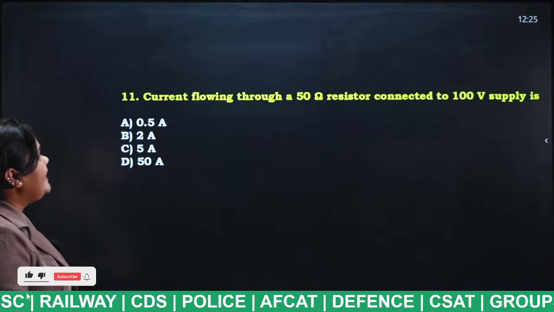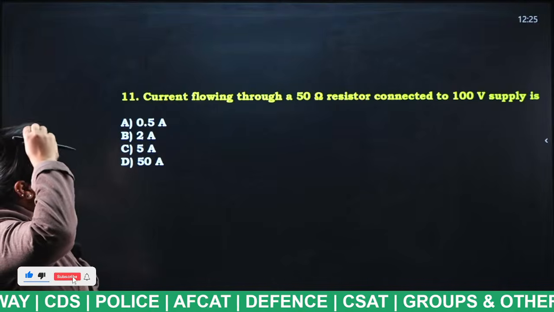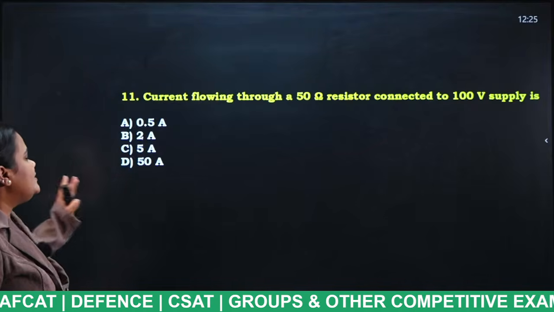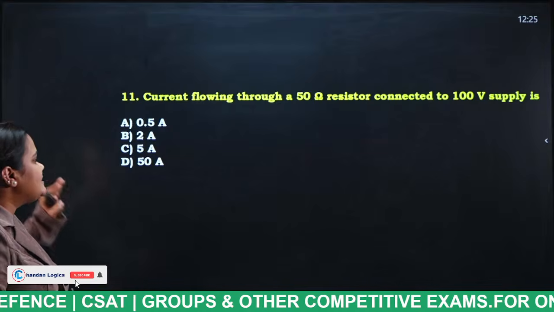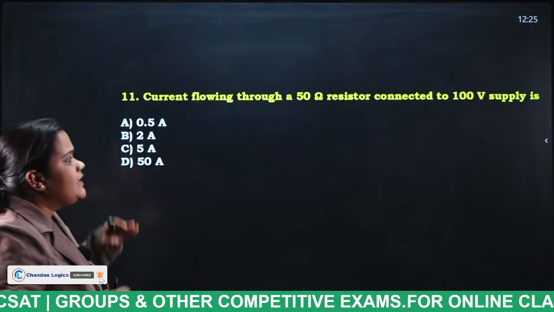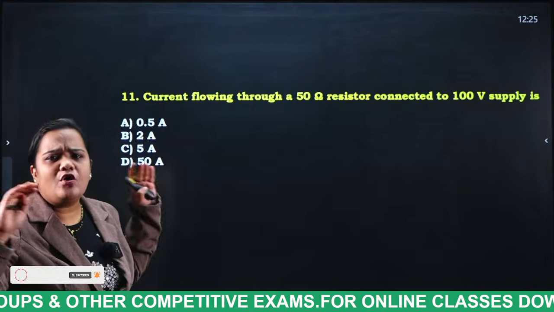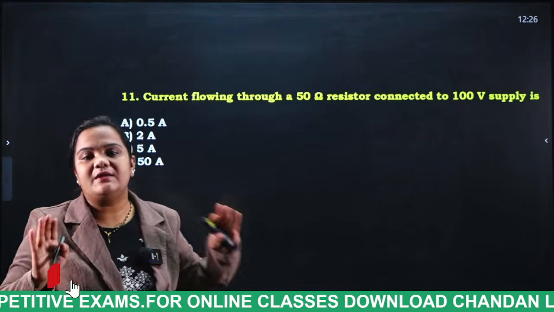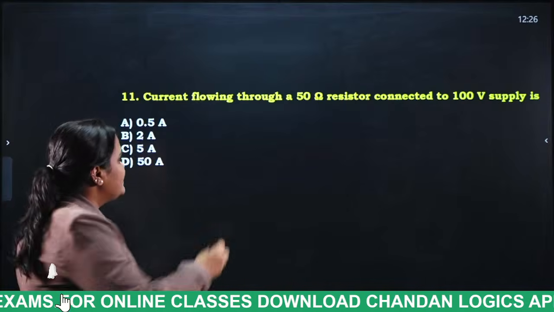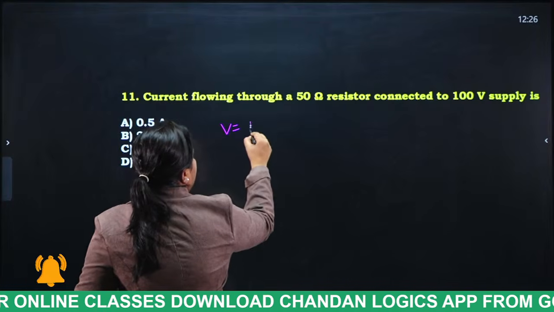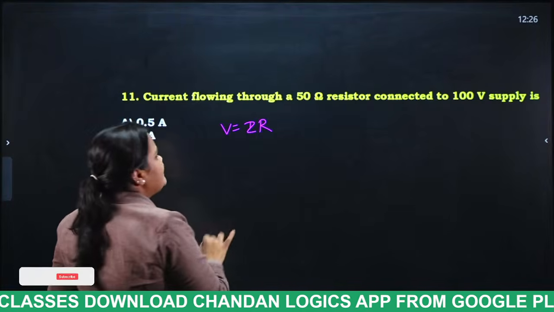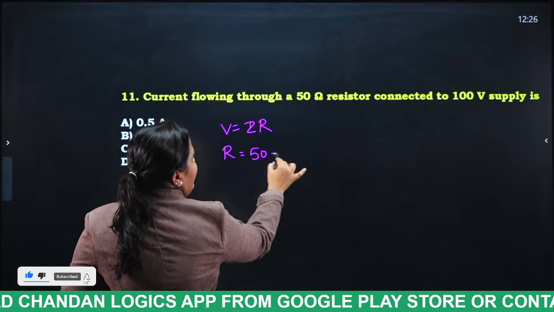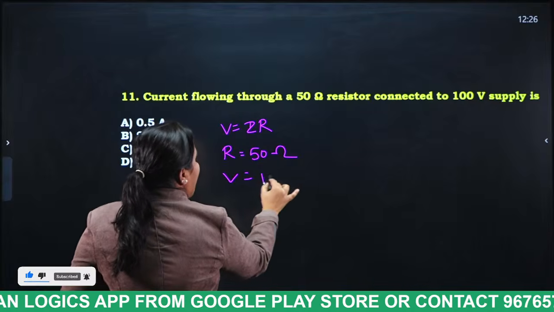Current flowing through a 50 ohms resistor connected to a 100 volt supply is: 0.5 amperes, 2 amperes, 5 amperes, 50 amperes. Now what are the given values? Just we know the Ohm's law formula, that is V is equal to IR. So what are the given values here, students? The given values are R is equal to 50 ohms and voltage is equal to 100 volts.